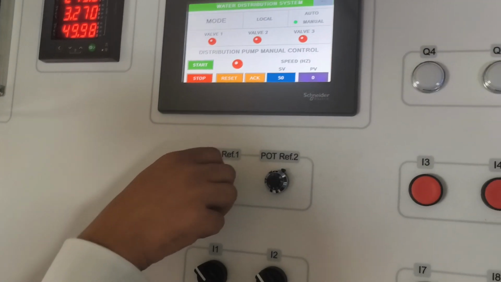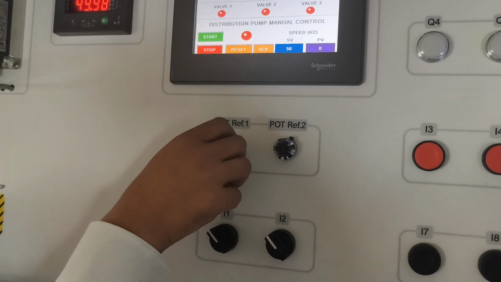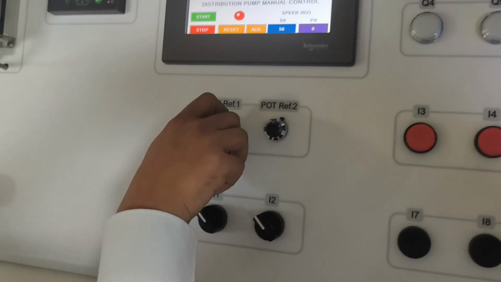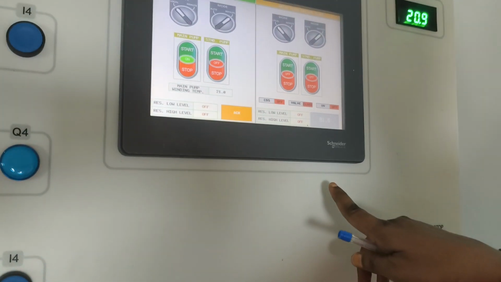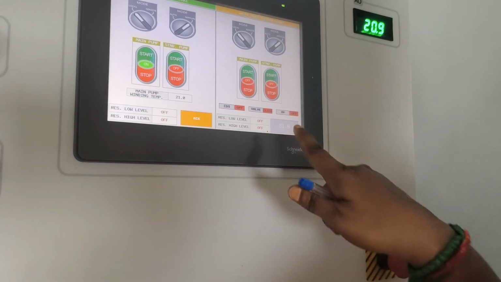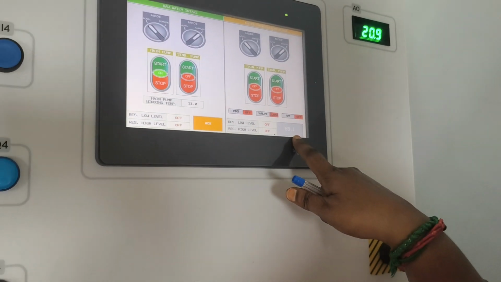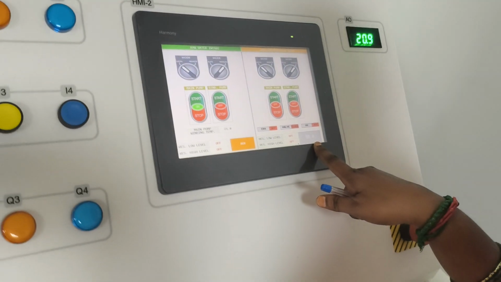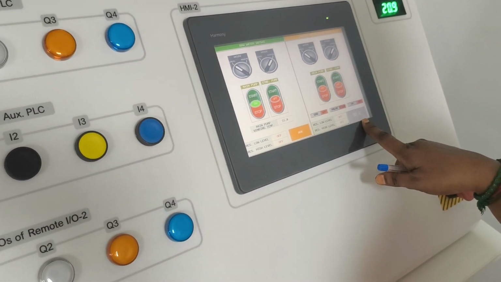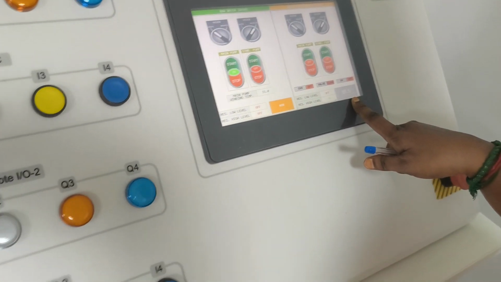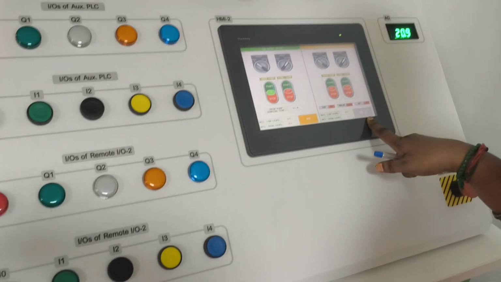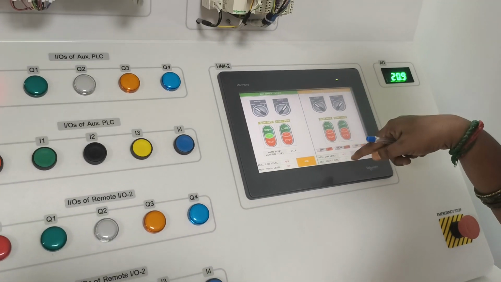Now you can see there is a level. Are you able to see any level? 6.5, yeah. Level increasing? Yeah, it increases. So when I started the pump, the water started filling the tank and the tank level increases. Okay, it will fill the tank, water will fill the tank for water purification.